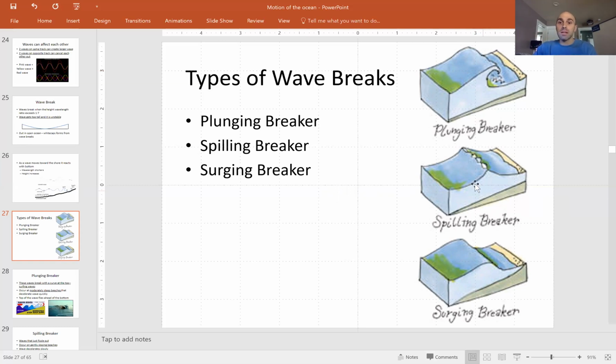And then you have your spilling breakers. Those are just kind of the rolls, small white cap on top. And then your surging breakers. Those are the ones that build up and they're just like a wall of water that come towards. There's no breaking of the waves. There's no white cap. It is just a wall of water.